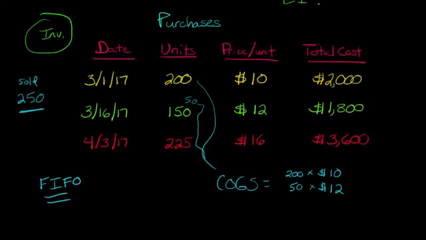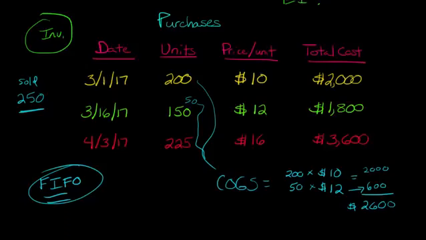Okay. So now this is going to give us 2,000 here, and then we've got 600. This is 600, so that gives us 2,600. So that would be our cost of goods sold under the FIFO costing assumption.